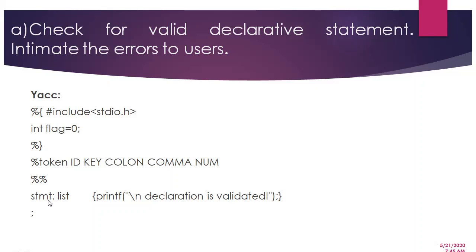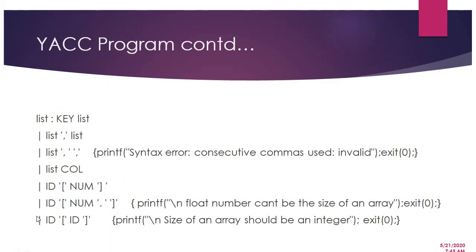Your rule section contains, again, an augmented grammar: statement derives list. List is L. Your declarative statement grammar you may be remembering: D derives TL, L derives L comma ID or ID. Similarly we are going to use it here. It is S derives L, where L is nothing but list. This is the grammar. If it is successfully reducing towards your augmented start symbol, statement, print that declaration is validated. Your start symbol has only one grammar definition, and it ends with a semicolon.